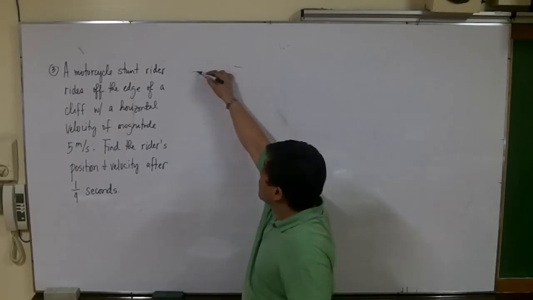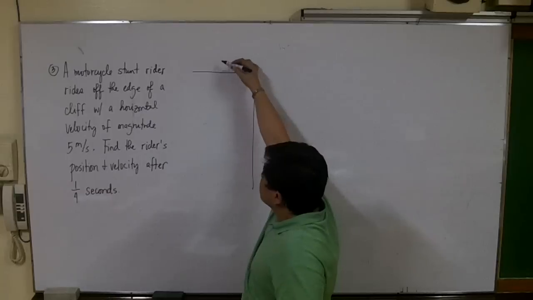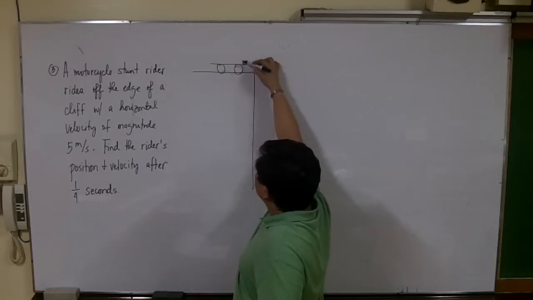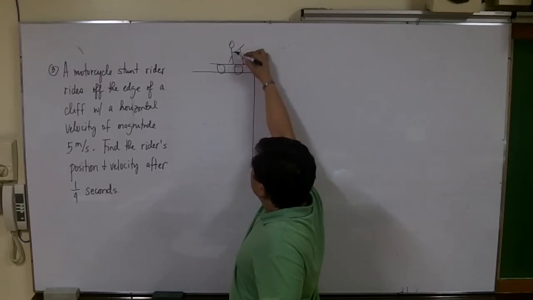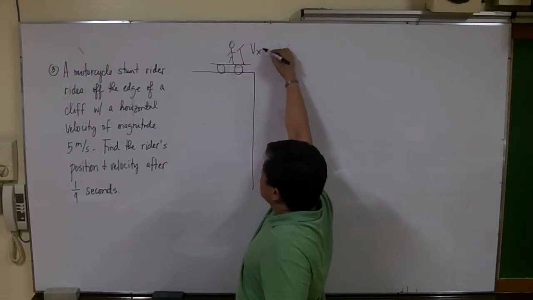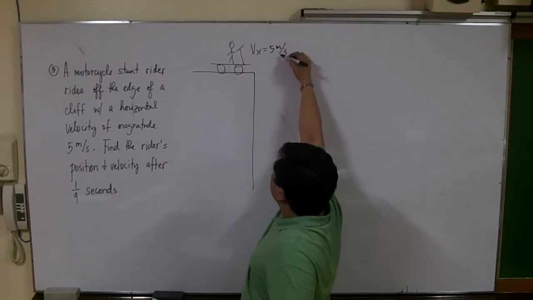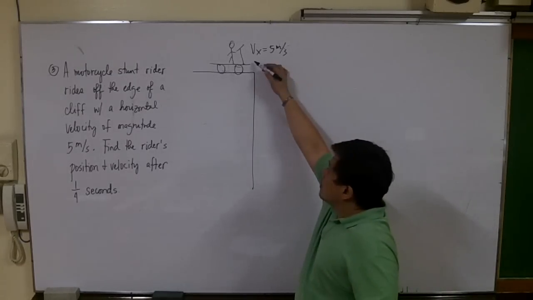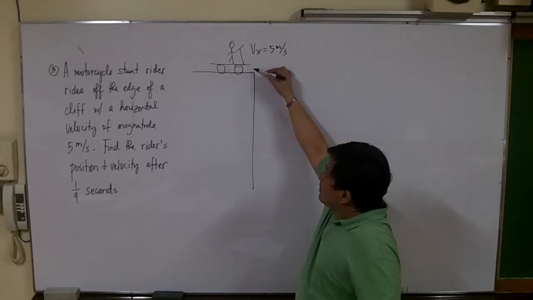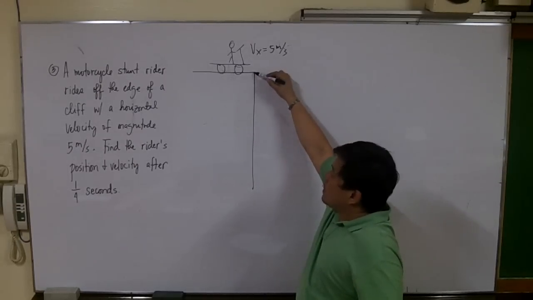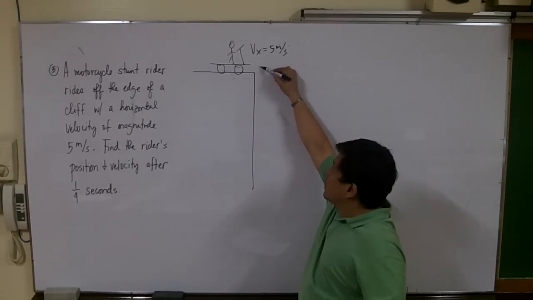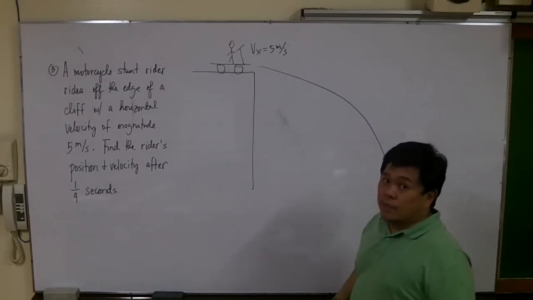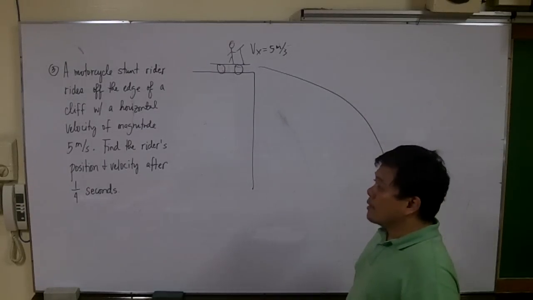First, illustrate the motorcycle stunt rider on top of a building traveling at a speed of 5 meters per second. This 5 meters per second is the horizontal speed. So by the time the motorcycle stunt driver reaches the edge of the building, it will have to follow this trajectory, which is projectile motion.